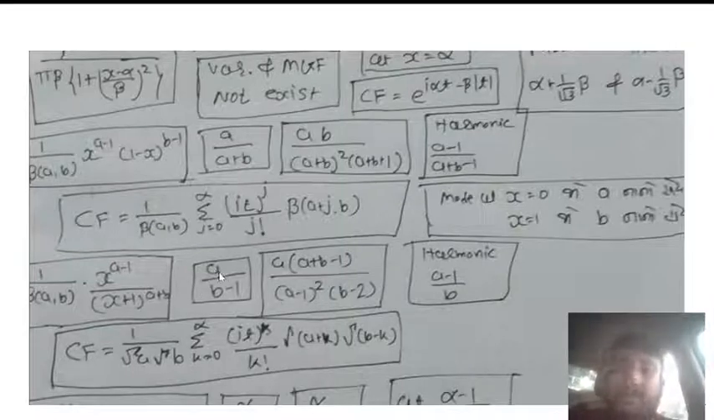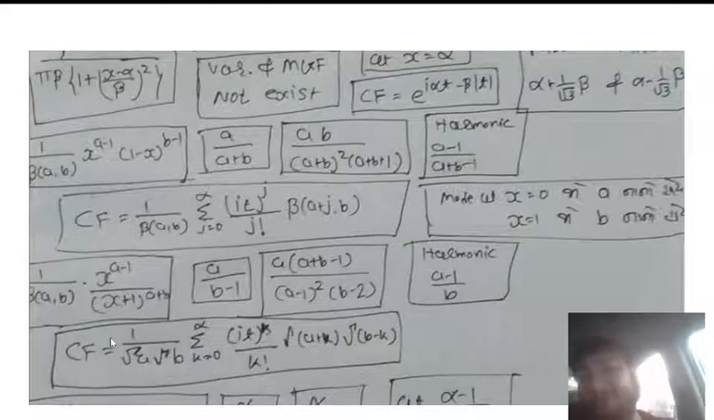So the mean of the beta of second kind distribution is a upon b minus 1, and the variance is a into a plus b minus 1 upon a minus 1 square into b minus 2. Leave that, guys. I am not going to remember the variance of beta of first kind and beta of second kind distribution. It's hard for me. But the harmonic mean is a minus 1 upon b. That will also confuse me. Harmonic mean of beta first kind is a minus 1 upon a plus b minus 1. Harmonic mean of beta of second kind is a minus 1 upon b.